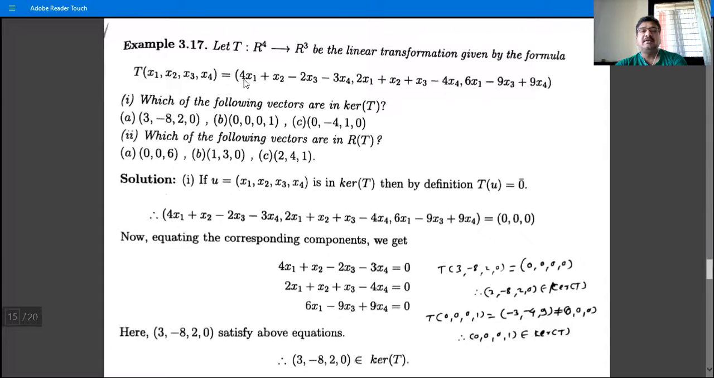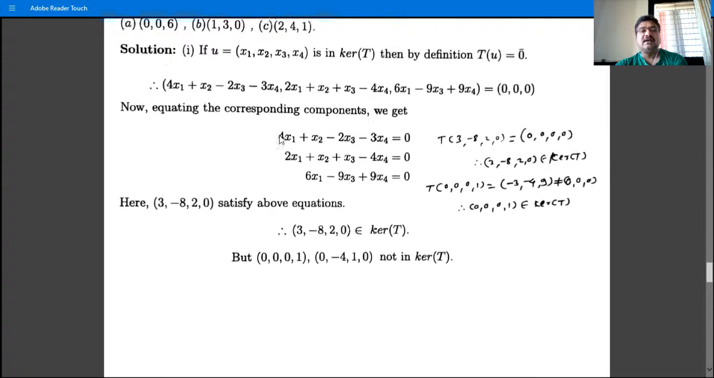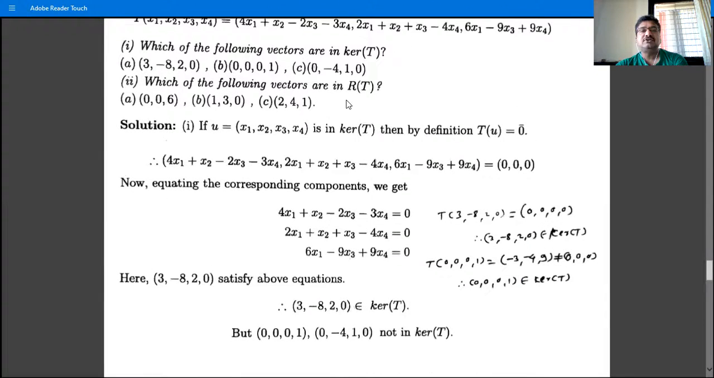How can we find whether an element belongs to the kernel of T? Find its image under the given function formula T, and if it is equal to 0, then the element belongs to the kernel of T. If its image is not equal to 0, then it does not belong to the kernel of T. The second problem is to find which of the vectors belong to the range of T.